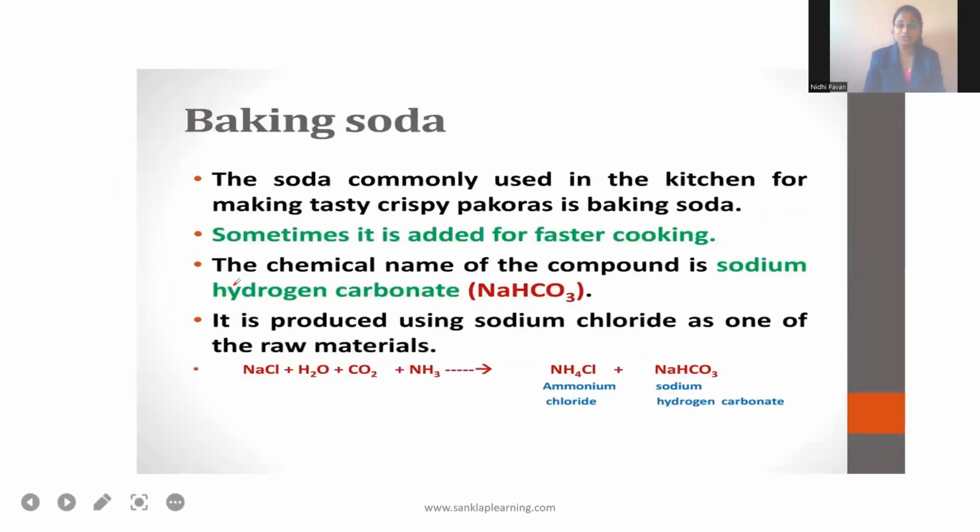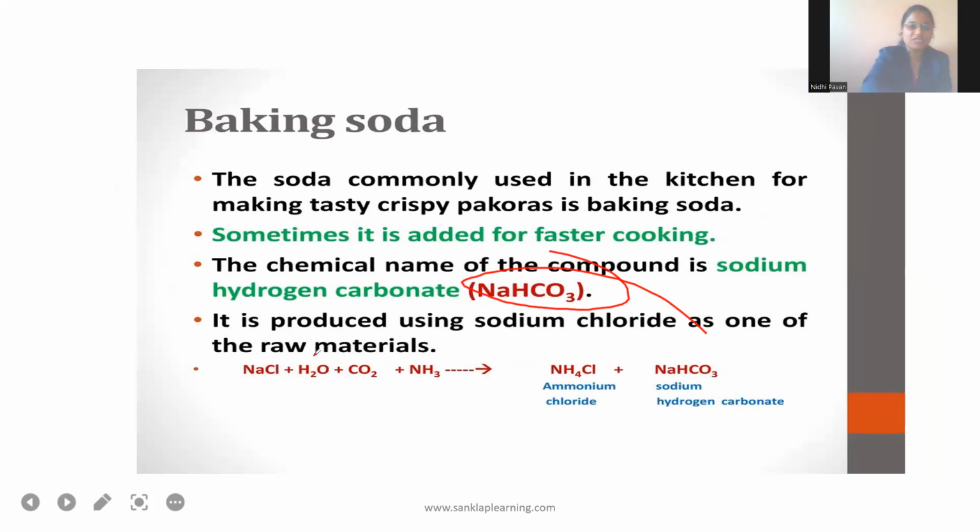Then baking soda. Baking soda is also widely used in the kitchen. It is commonly used for making crispy things, and sometimes it is also added for faster cooking. The chemical name of baking soda is sodium bicarbonate.